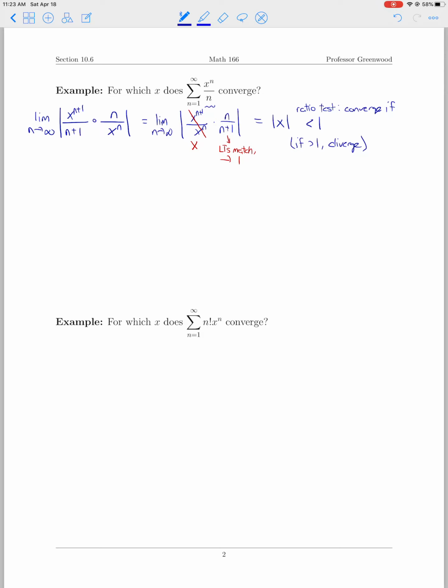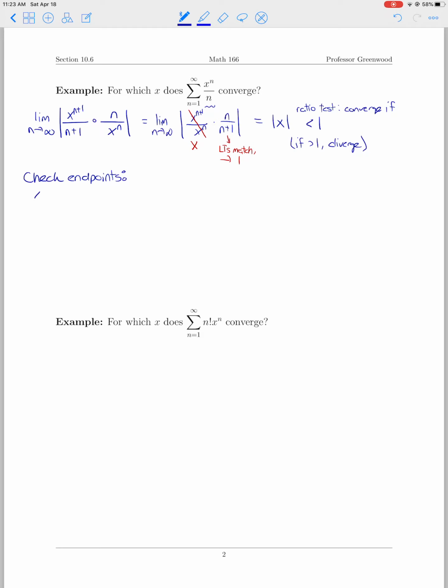But there's the problem that the ratio test is inconclusive if the absolute value of x is equal to 1. And so I still need to check those two cases, and that'll be a constant theme for checking for convergence of power series, is that after you apply the ratio test, you still need to check endpoints. And so I'm calling these endpoints because they're at the end of the interval of convergence.